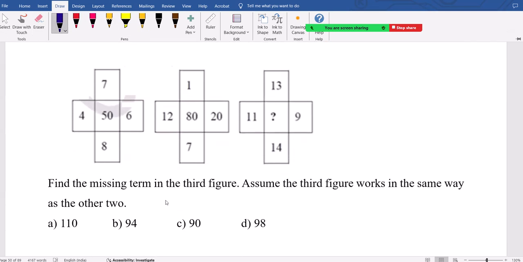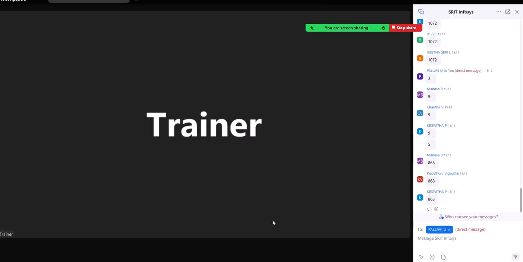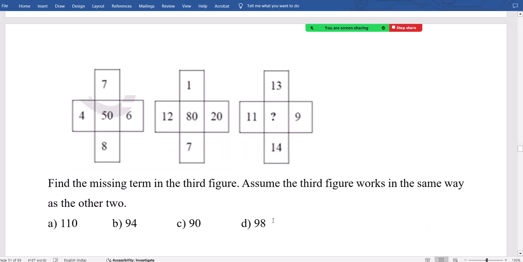Now what about this question? I think this question is also kept in that PDF. But let me see how many of you can crack this question. Previous one 868, Manasa, Vignuta, Keshwita, good. Let's have a look into this question now.